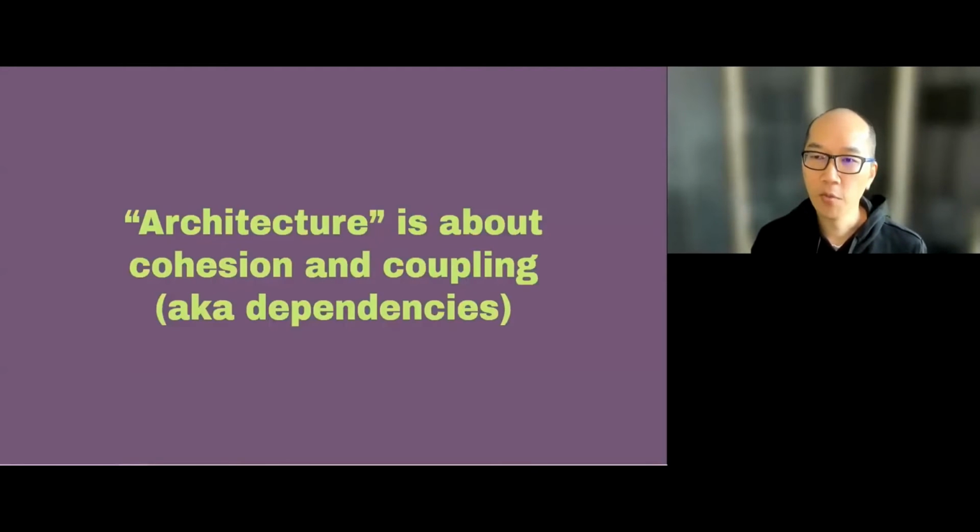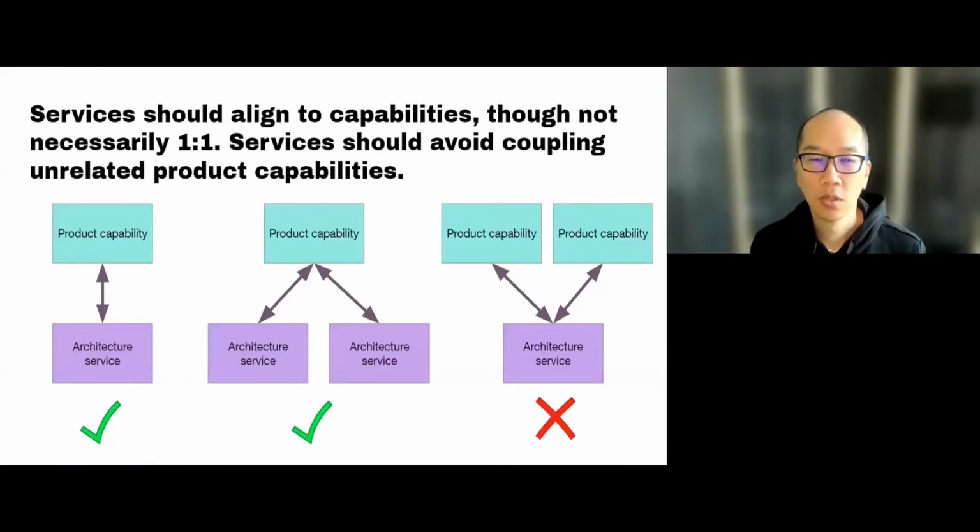Okay, the next part of BAPO is architecture. And architecture is about cohesion and coupling. In other words, dependencies. So the key point here is that services should align to capabilities. Architectural services should align to product capabilities, though not necessarily one-to-one. So it's okay to have one service mapped to one capability, but it's also okay to have a capability mapped to multiple services.